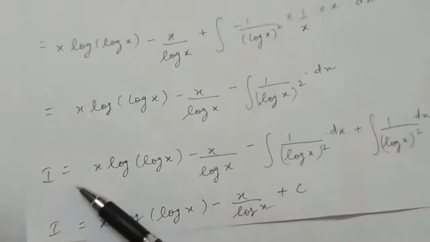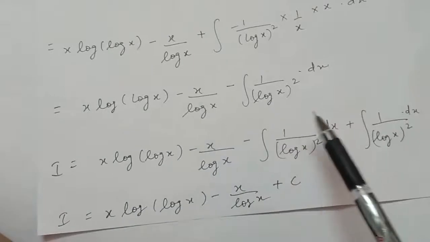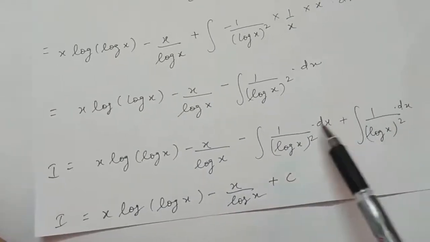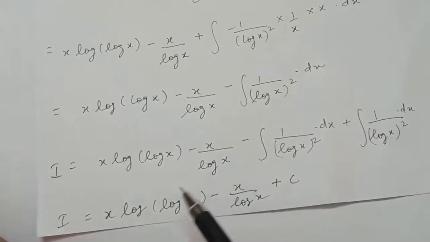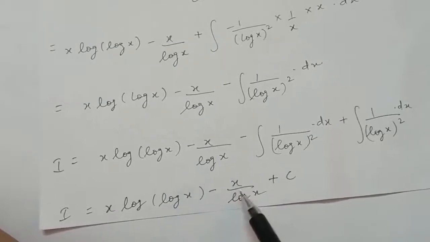So the given integral will now be this complete term plus integral of 1 upon log x whole square. Now these two will cancel each other. So you will get the answer as x into log of log x minus this term plus c.